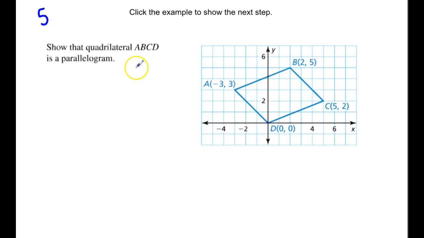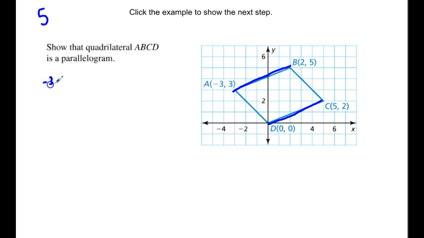The first thing I want to do is, I can do this several different ways. The first way is to show that one pair of opposite sides is congruent and parallel. Then I can use those theorems to help me there. So I'm going to use my distance formula to help me find the distance of AB and DC. I want to find the length of those two. So I'm going to use my distance formula.